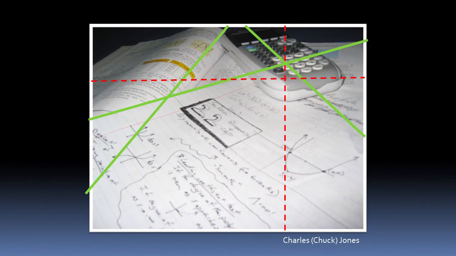Here is another example. The calculator is mostly in the upper right quadrant, so this image does use the rule of thirds. But the leading lines are mostly angles. You see this in the spine of the book, the edge and margin of the paper, the angle of the calculator, and the keys.